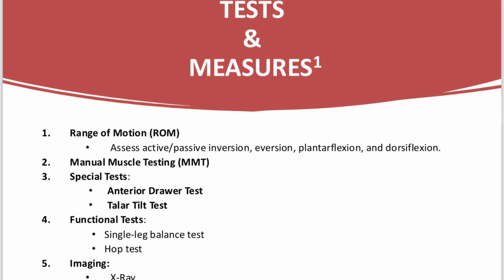As far as special tests are concerned, we can do the anterior drawer test or the talar tilt test. The anterior drawer test tests the integrity of the ATFL, and a positive result would be a situation where there is excessive anterior displacement of the talus. And this would just be indicative of ligament laxity or a tear.